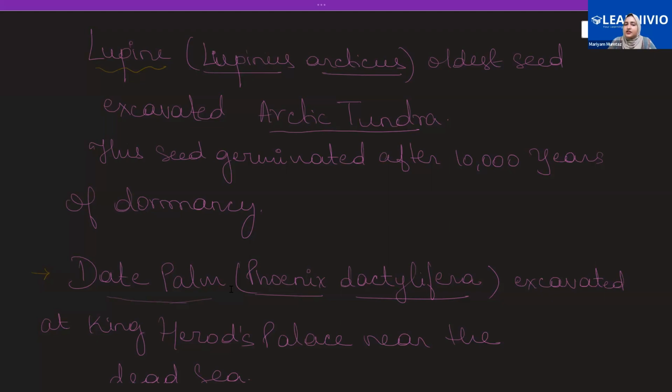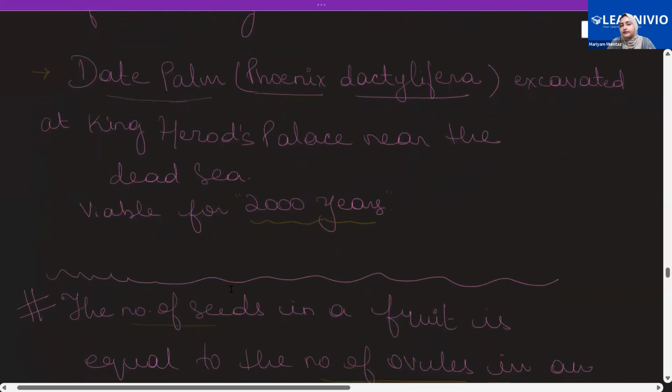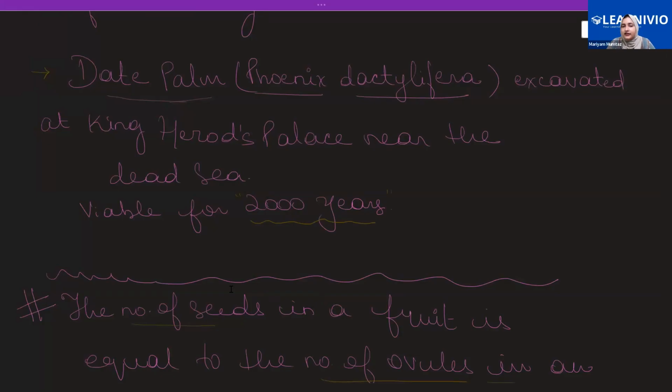Just like that, there is the date palm, whose scientific name is Phoenix dactylifera, and this was excavated at King Herod's palace near the Dead Sea, and this was viable for 2,000 years. So after 2,000 years, it germinated.